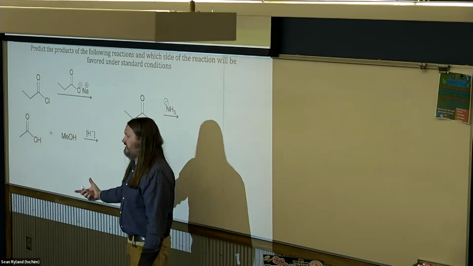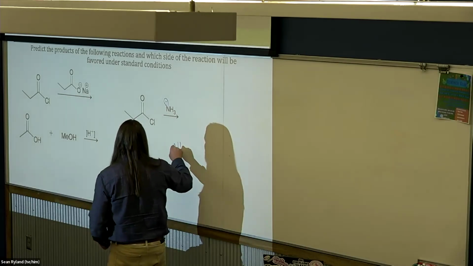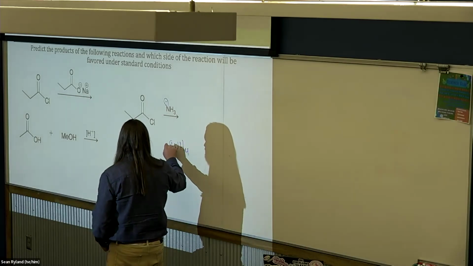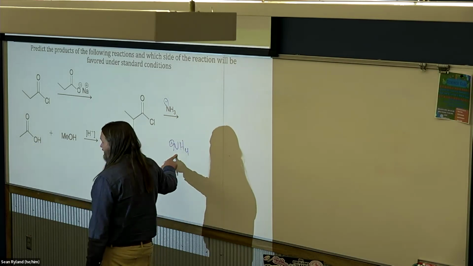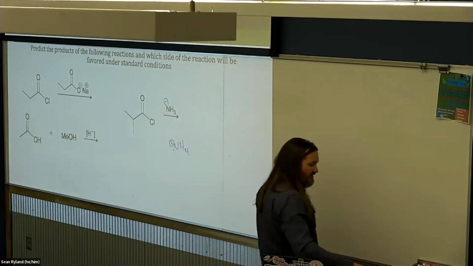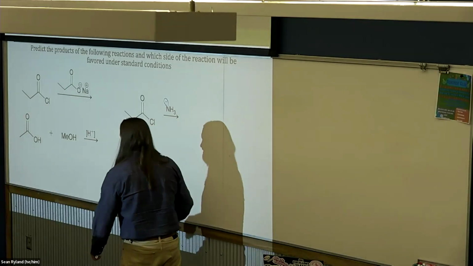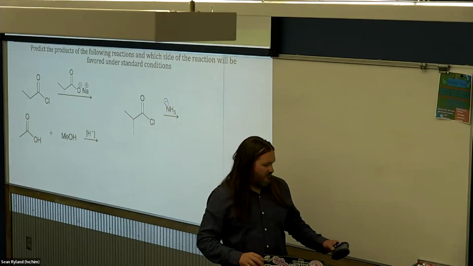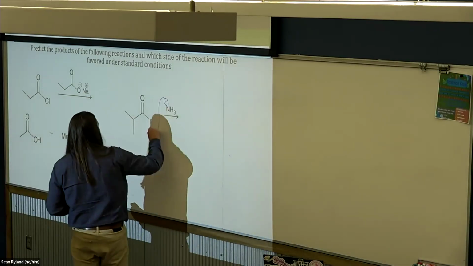Amines get protonated really easily under acidic conditions. If it was acidic conditions, it would be NH4 plus, ammonium, which is not a nucleophile because it doesn't have a lone pair. So the fact that it's ammonia in its neutral form tells us we are under basic conditions. So the lone pair attacks first.